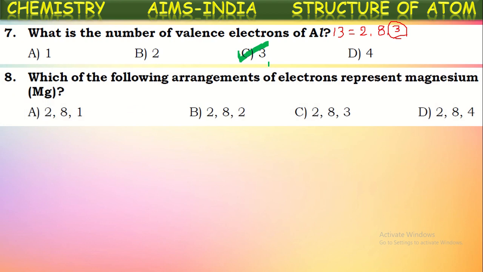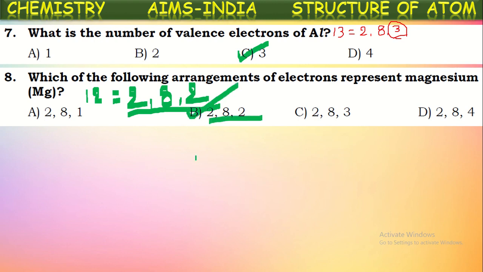Next one, which of the following arrangements of electrons represents a magnesium atom? If we know the atomic number of magnesium, then we can write its electron configuration. What is the atomic number of magnesium? It is 12. So if we write the electron configuration for 12, we get 2, 8, 2. Because the first shell can accommodate a maximum of 2 electrons and the second shell can accommodate 8 electrons, and the remaining electrons will be distributed into the third shell. Now this is the electron configuration of magnesium, 2, 8, 2. Here it is represented. This is correct.